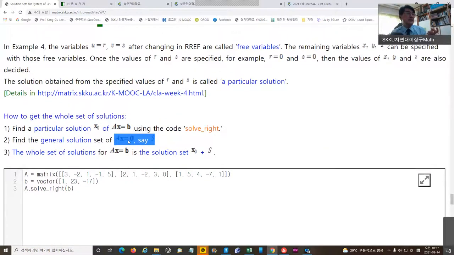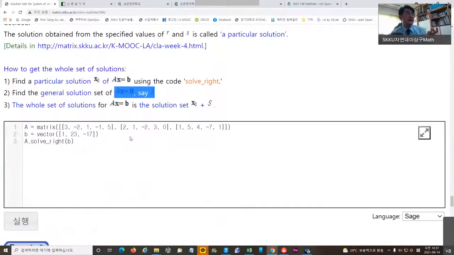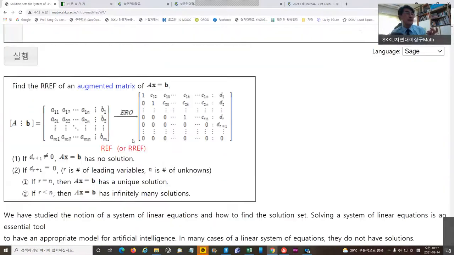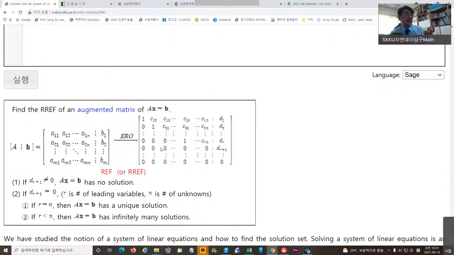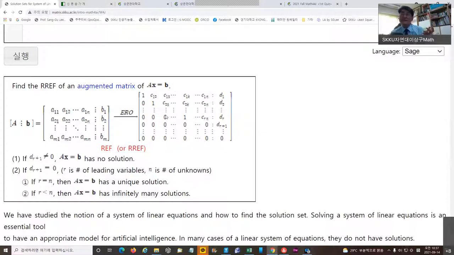If you find the RREF of the augmented matrix, then if you have an identity matrix here, it has a unique solution. But if the size is different, then you may have free variables, which means you have infinitely many solutions.